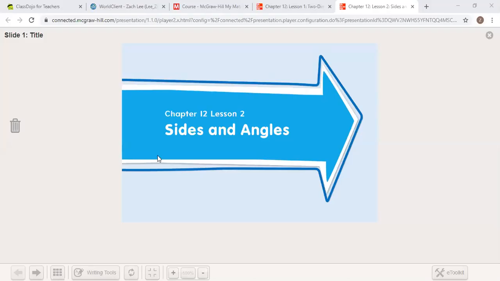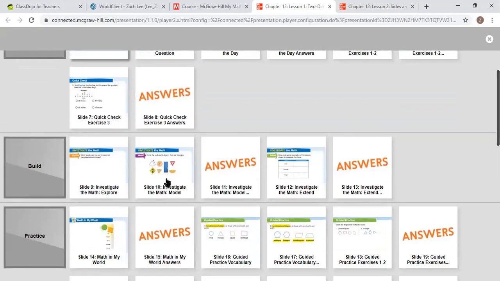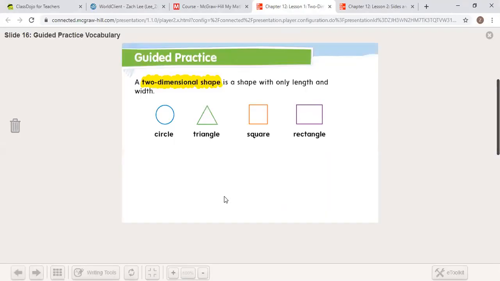We're going to look at Chapter 12, Lesson 2, Sides and Angles. But before we do that, real quick, we need to go back and look at our two-dimensional shapes, just to be sure that we know what our shapes are. So let's look at some two-dimensional shapes.